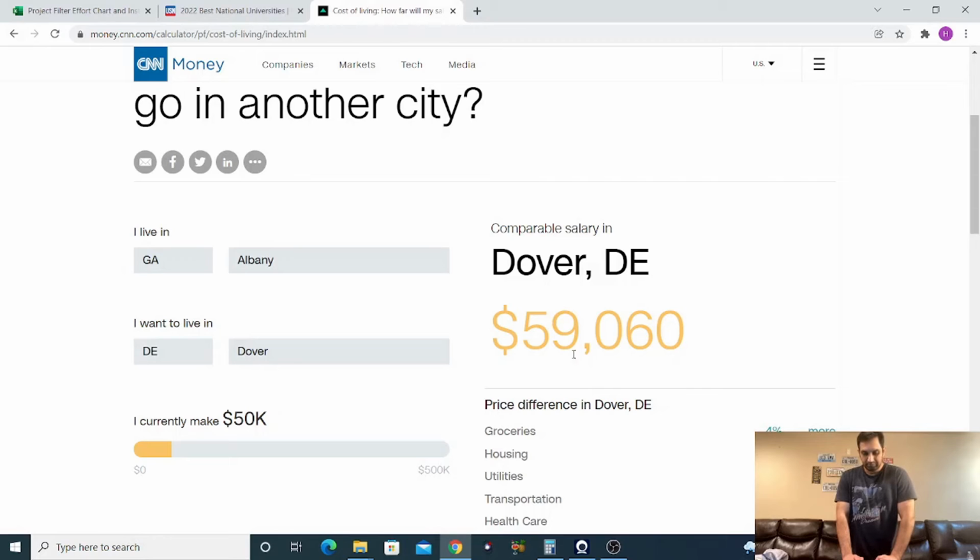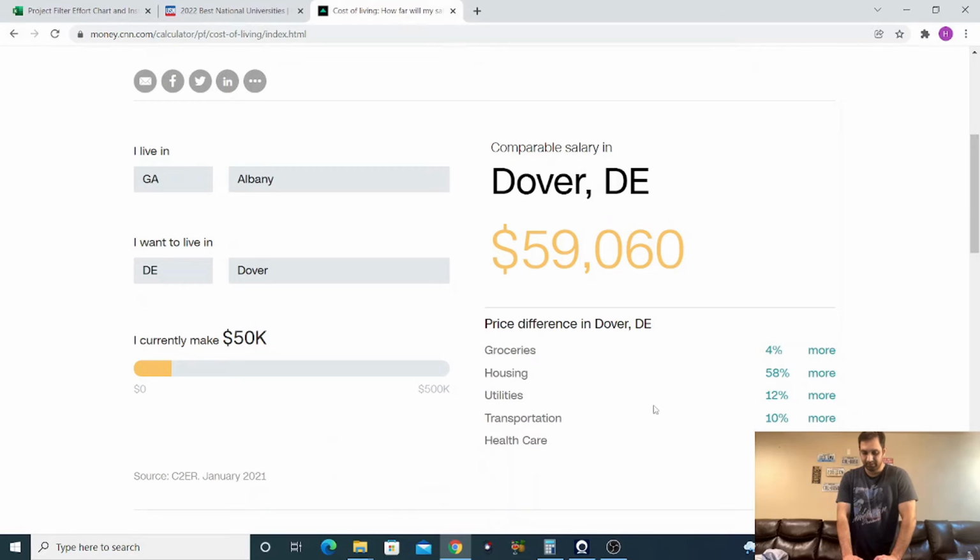You can see that it's pretty similar. The cost of living in Delaware is pretty similar to our baseline. There's a slight difference, nothing major. The housing is the biggest factor, but overall, you need to make 60,000 in Delaware to have the same standard of living as you would have with 50,000 in Albany, Georgia. So cost of living, in my opinion, is on the lower side.